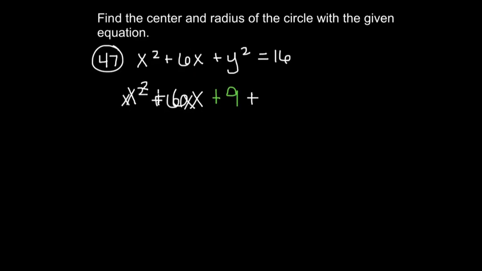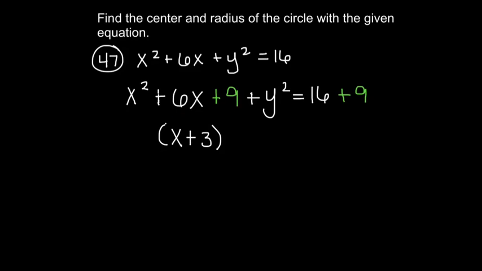I still have the plus y squared equals 16, but because I added 9 to the left side of the equation, I also have to add 9 to the right. The x squared plus 6x plus 9 is now a perfect square trinomial. I can write that as (x plus 3) squared plus, and then the y squared I can think of as (y plus 0) squared equals 16 plus 9 is 25.